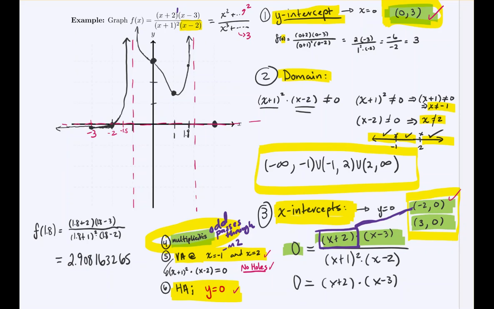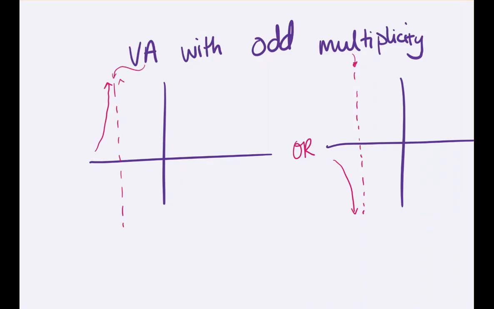Now what's the multiplicity of this vertical asymptote? Since the term only occurs once, the multiplicity is 1, and specifically that means it has an odd multiplicity. Now if you've got a vertical asymptote with odd multiplicity, that means the behavior before and after the asymptote are going to be opposite. So if it was increasing to infinity before, then it's decreasing to negative infinity after. If it was decreasing to negative infinity before, then it's increasing to positive infinity after.